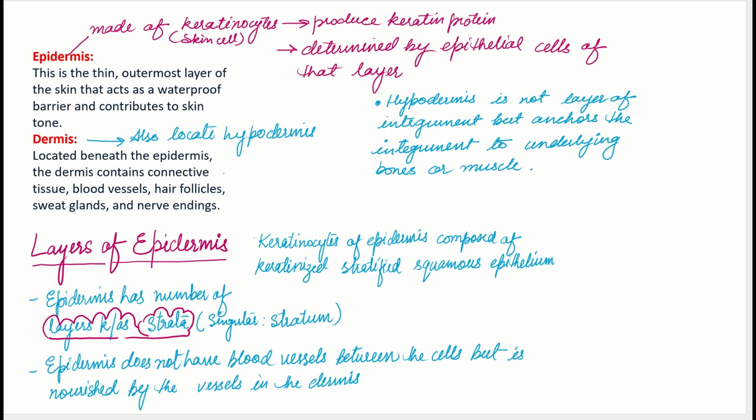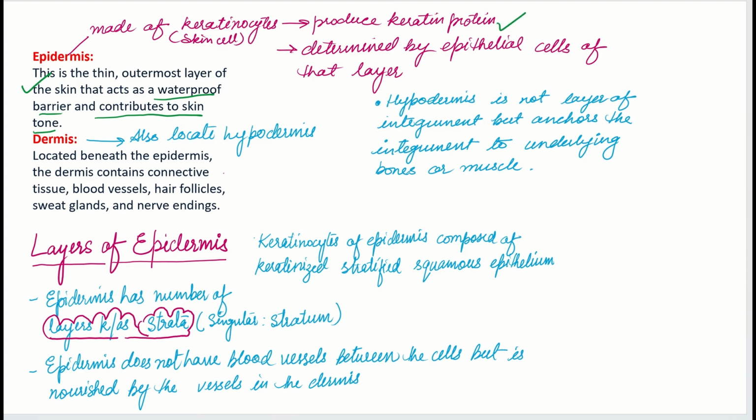Now let us discuss each of the layers one by one. Most of the epidermis is made up of keratinocytes, and this is the thin outermost layer of the skin, which acts as a waterproof barrier and contributes to skin tone. Maybe you have darker skin or lighter skin. These keratinocytes of the epidermis are composed of organized stratified squamous epithelium, and are tough structures because of the presence of the keratin protein.